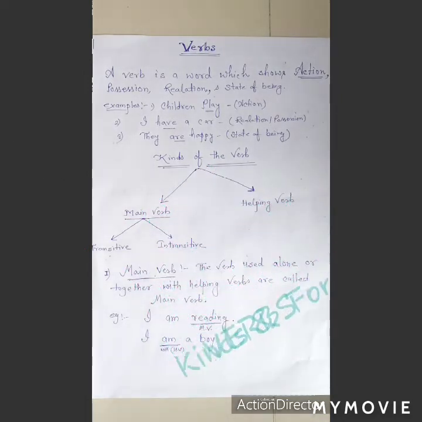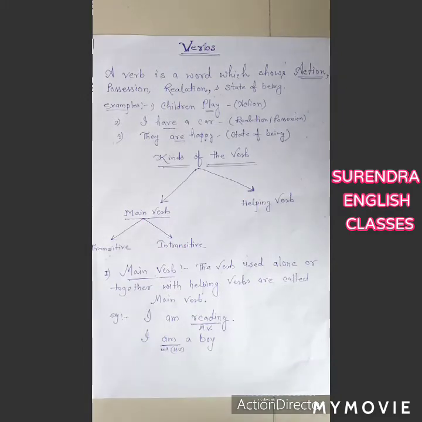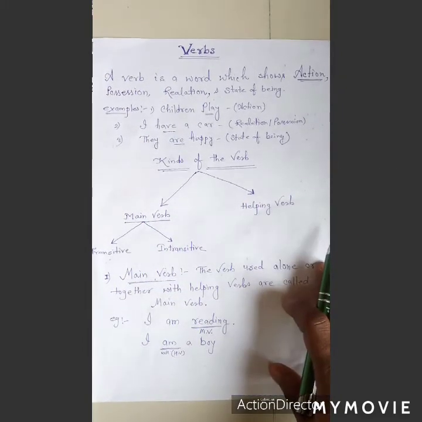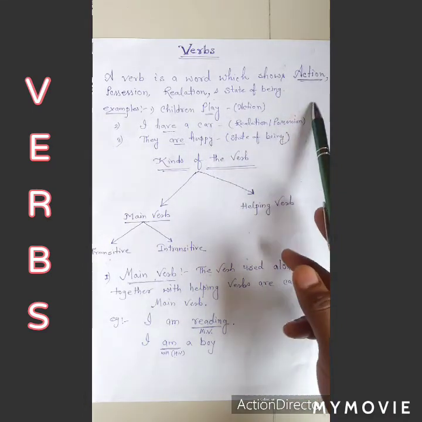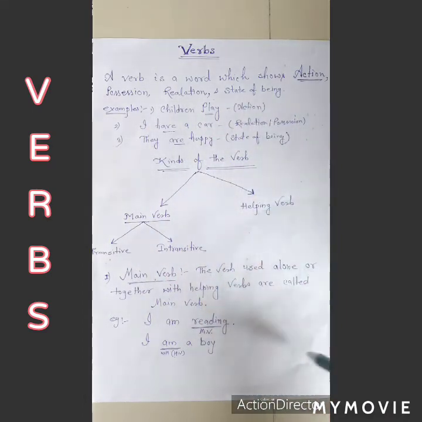Today I will talk about verbs, their kinds, and the change of forms. Okay, now first look at the definition of a verb. A verb is a word which shows action, possession, relations or state of being. For example, children play. That shows the action. Play is a verb that shows the action.